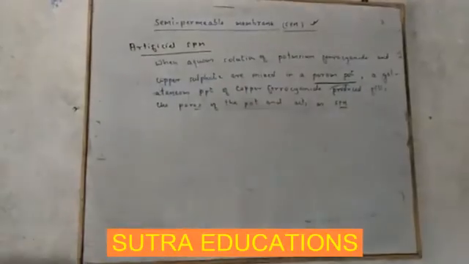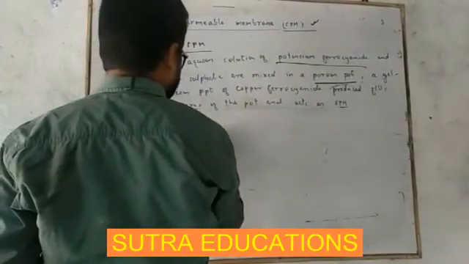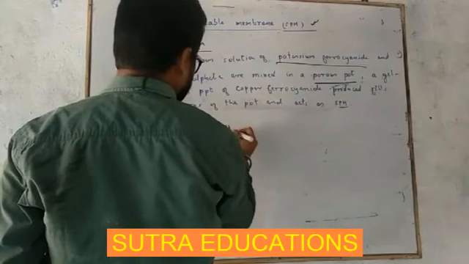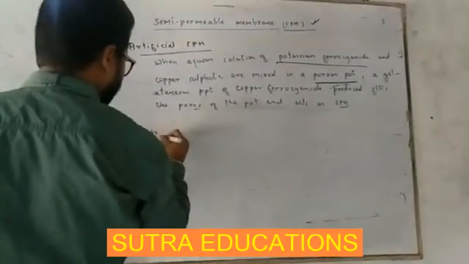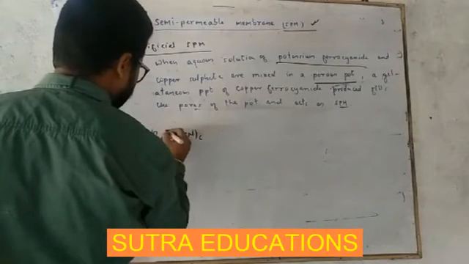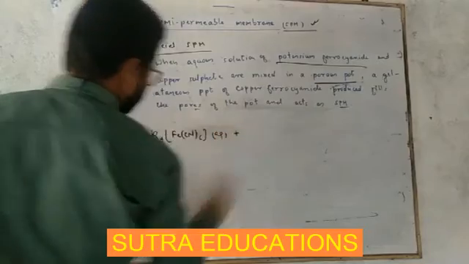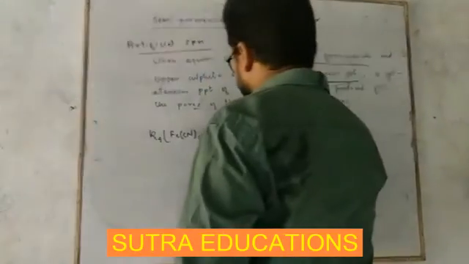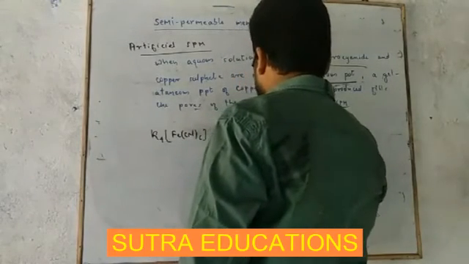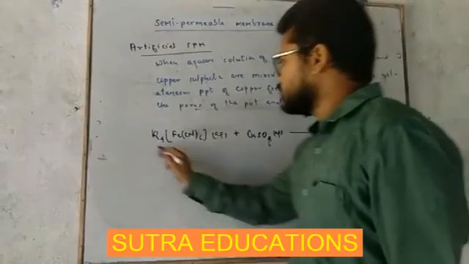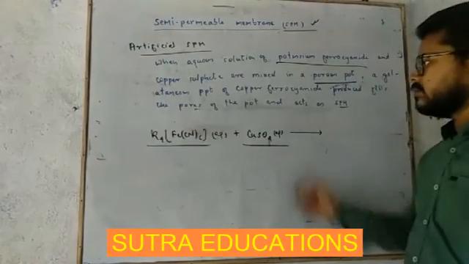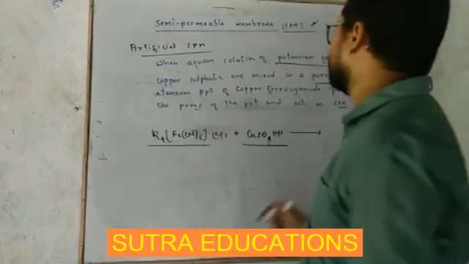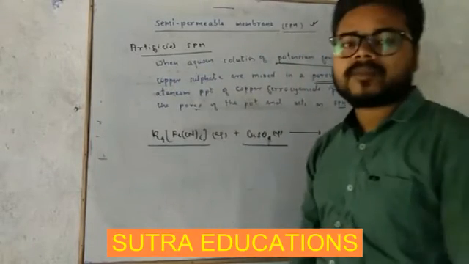Got it or not? It means when an aqueous solution of potassium ferrocyanide, K4[Fe(CN)6], which is aqueous, plus copper sulfate, CuSO4, which is again aqueous, are made to react in a porous pot. A porous pot means a pot having small holes.